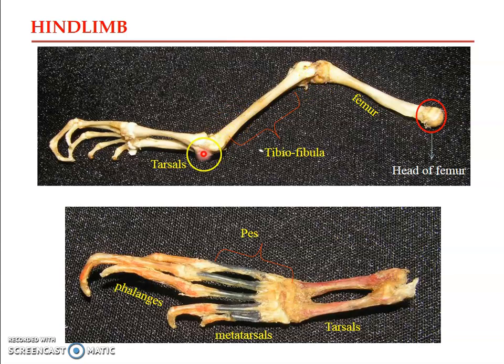Now the distal end articulates with the astragalus calcaneum. This is the part, astragalus calcaneum. Now we will see the next one, the astragalus calcaneum. It is a compound bone of the ankle of the hind limb. So here you can see this part.